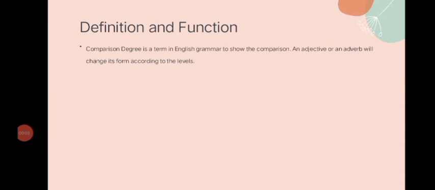First of all, we have to know what the comparison degree is and its functions. It is a term in English grammar to show comparison. An adjective or an adverb will change its form according to the levels.